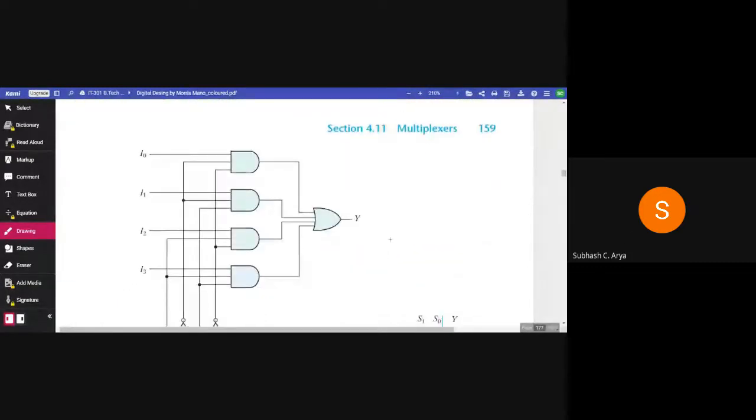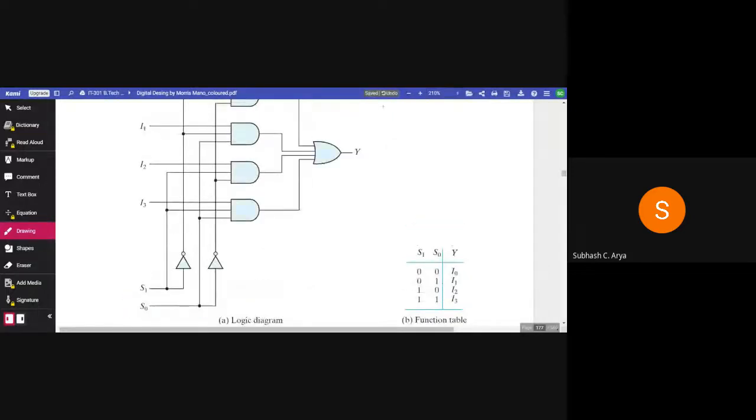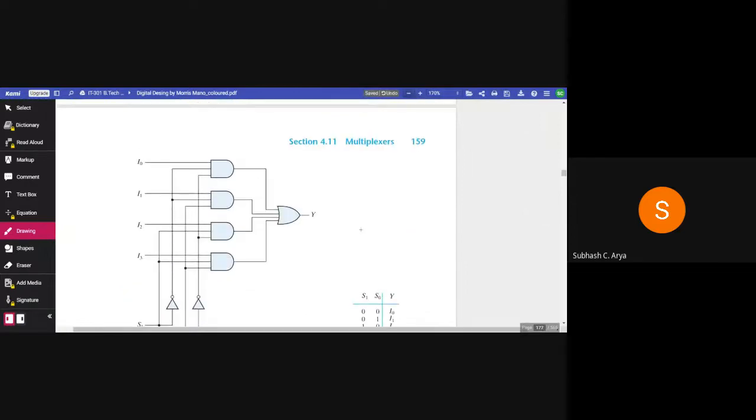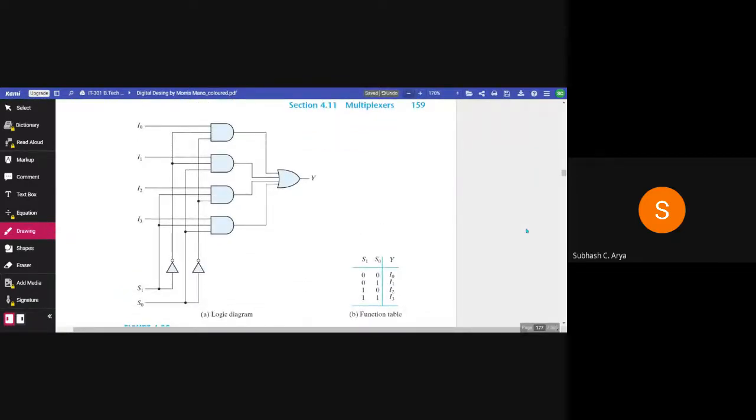Similarly, we can go for the 4x1 multiplexer. I hope this image is visible. This is a 4x1 multiplexer, that is the mux. 4x1 means the number of inputs is 4. It has been labeled like this: I0, I1, I2, I3. These are the 4 inputs. How many outputs? Only 1. So if the number of inputs is 4, what is the value of n? n will be 2, because 2 to the power 2 is equal to 4. And this n equal to 2 is the number of selection lines.